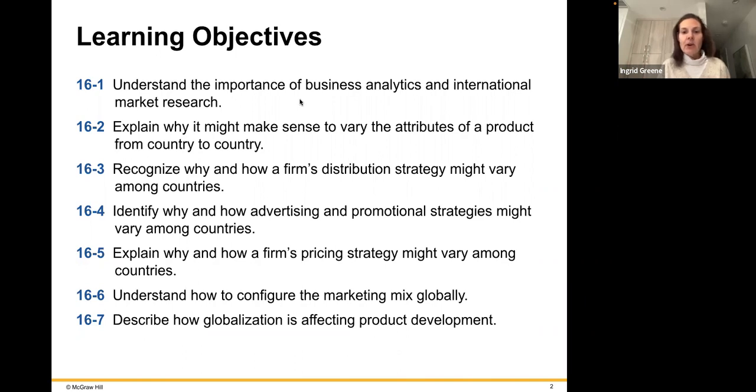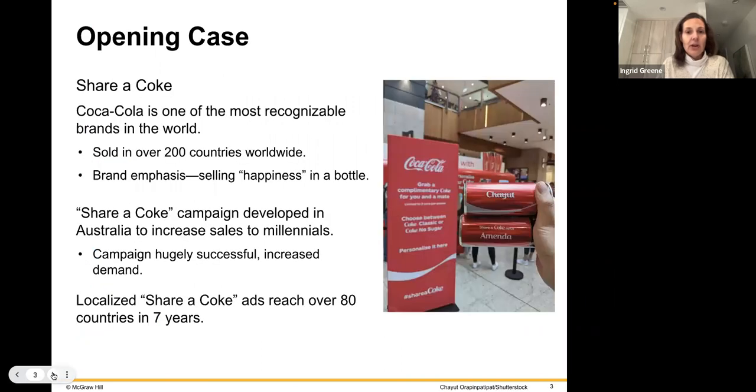Understand how to configure the marketing mix globally. So now, taking that marketing mix that you learned about in your marketing class, and that we'll review again here today, and how to adjust that for the global market. I think it's a really interesting twist on it all. And then lastly, describing how globalization is affecting product development in R&D, and how organizations might have different R&D departments throughout the world, and how those departments can work together. So let's go ahead and get started.